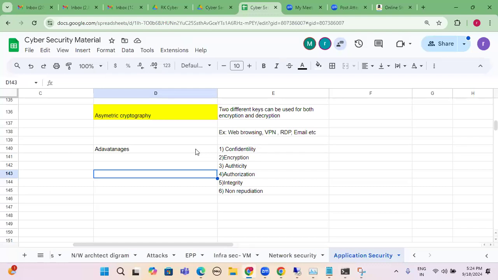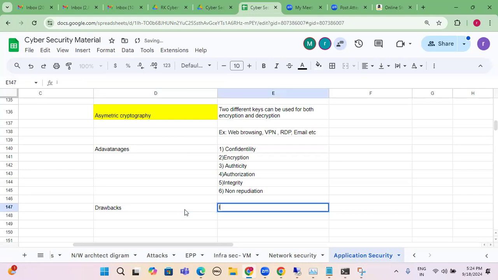This is also one of the interview questions. Is symmetric better or asymmetric better? Obviously, asymmetric cryptography is better as compared to symmetric cryptography. Now, what are the drawbacks? It is slower. Why? Because keys will be exchanged between the end user and the backend server. That is the reason it is slower.